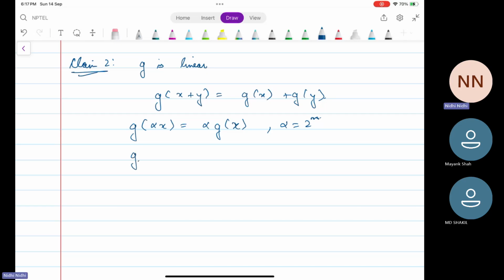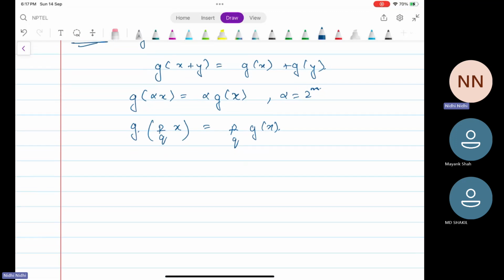Using this further, you can prove that g(p by q x) will be equal to p by q times g(x). That means we can do scalar multiplication for scalars in the rationals. And since rationals are dense in R, you can eventually prove that g(alpha x) is equal to alpha g(x) for every alpha in R. So basically, the field that we have taken on the Banach spaces is the field of real numbers. Then next comes the continuity.